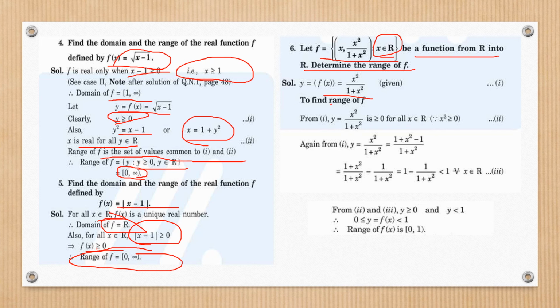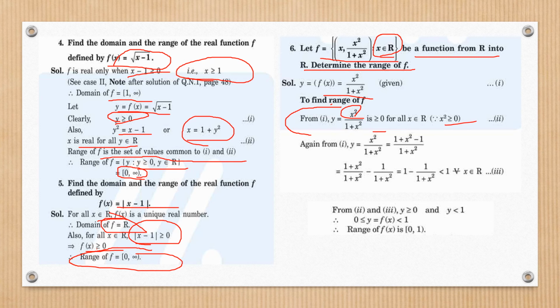Let y be x square upon 1 plus x square. And this y is positive. Why is y positive? Because you see that x square is positive, and definitely 1 plus x square is always positive. So positive upon positive is a result which is always greater than or equal to 0.